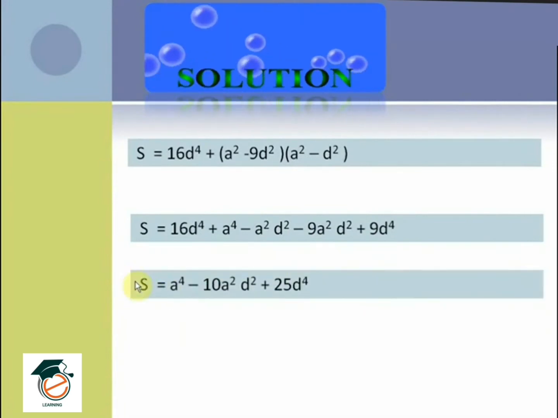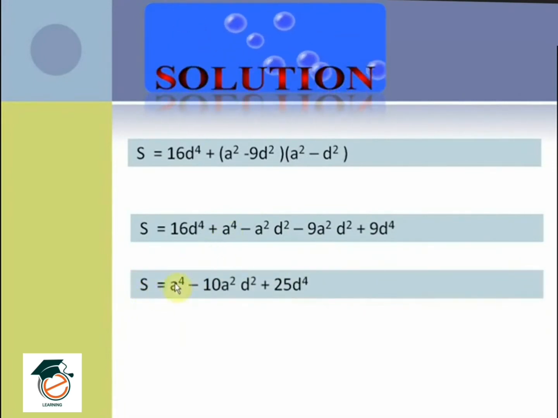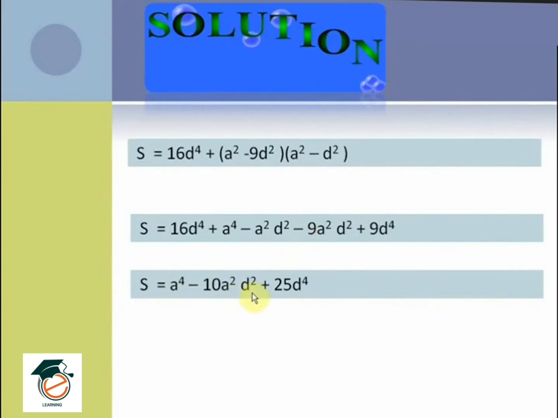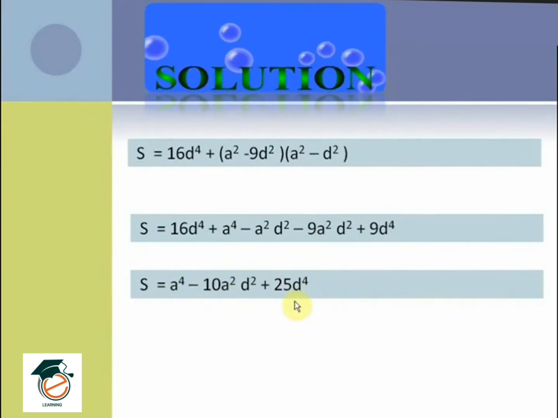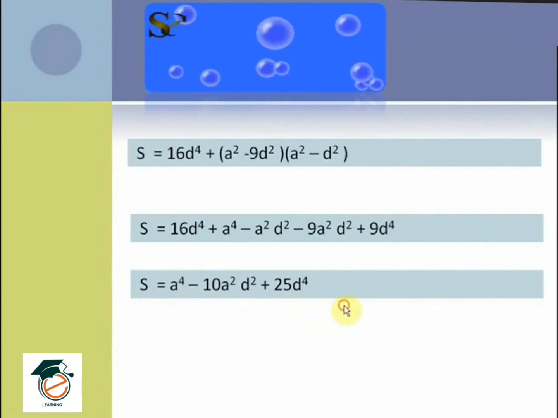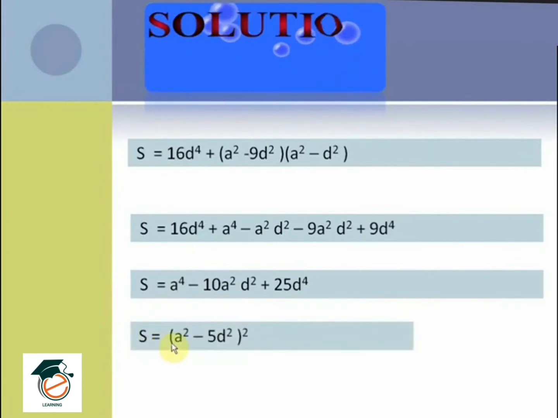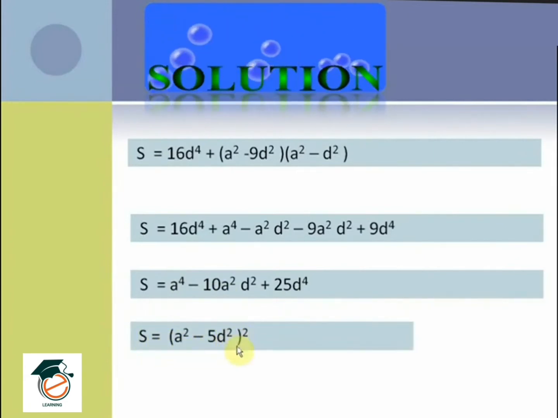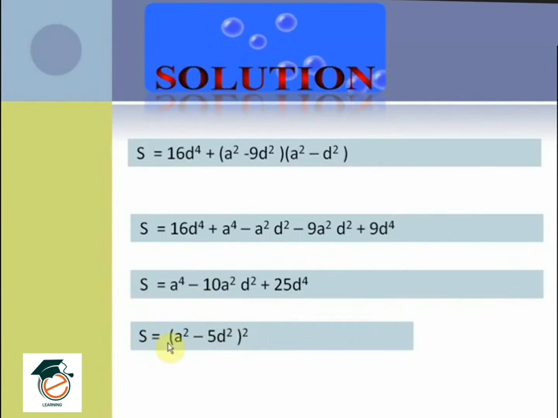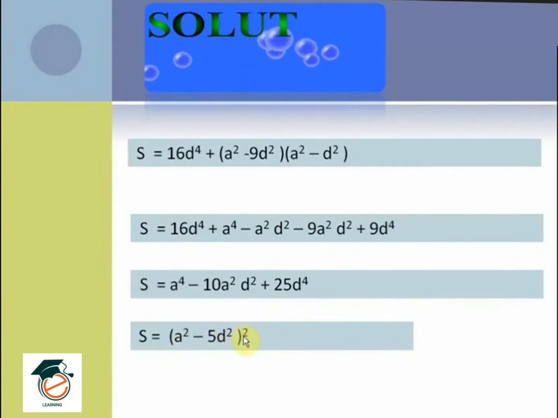So, s becomes equal to a to the power of 4 minus 10a square d square plus 25d to the power of 4. Now, this could be further written as s equal to a square minus 5d square whole square. Thus, s becomes a square minus 5d square whole square.